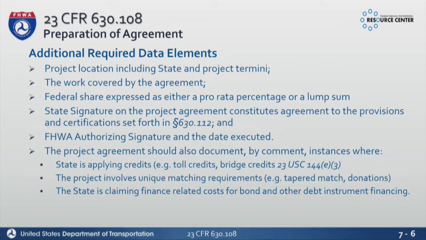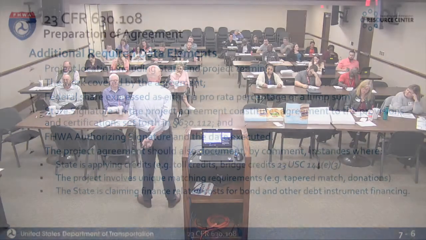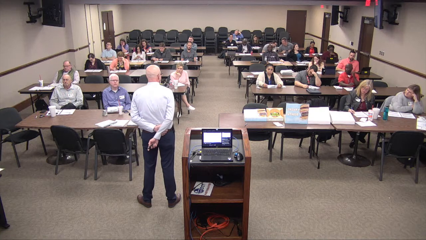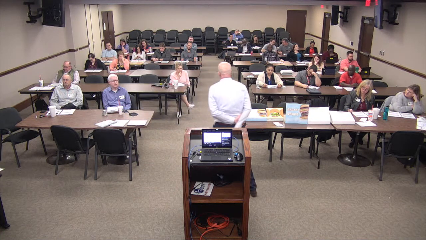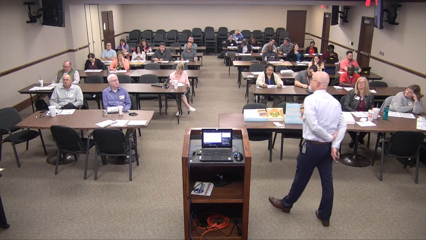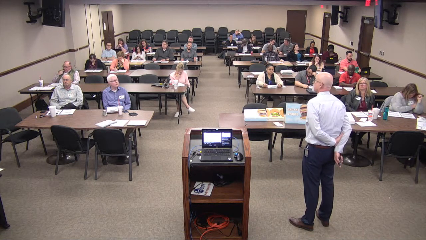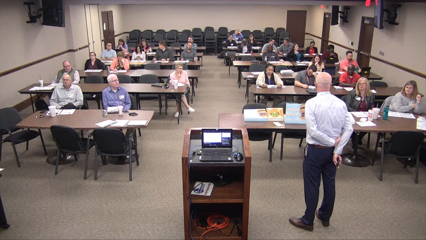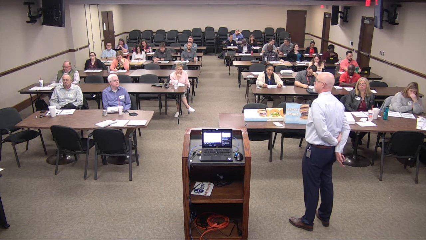So if you pick lump sum and then later down the road you go, oh look, we have an overrun and we want to put some other federal dollars on there, we're going to say no because you picked lump sum in the beginning. If you pick pro rata, then we don't care. If the costs increase, we just adjust and we will kick in our federal share of whatever those cost increases are.